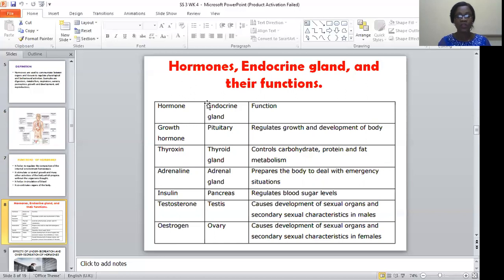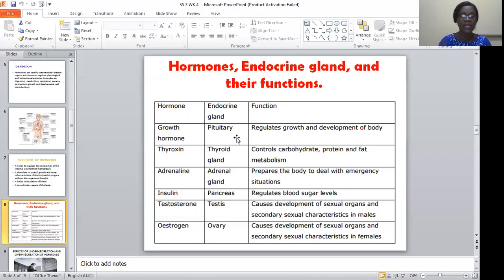The first one we are going to be talking about under hormones is the one we refer to as growth hormones. Growth hormone can be seen in the pituitary gland, and their function is they help to regulate the growth and development of every part of our body, from the strand of the hair on our head to the sole of our feet. There are certain hormones which we refer to as pituitary gland hormones, or we call them growth hormones, that are responsible for these activities to take place.